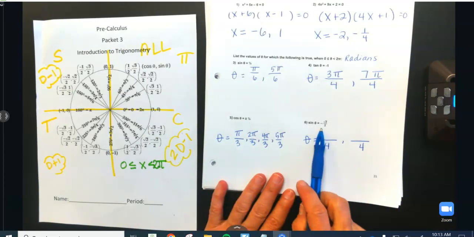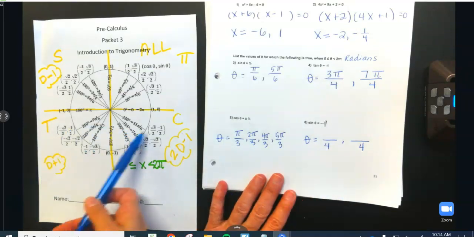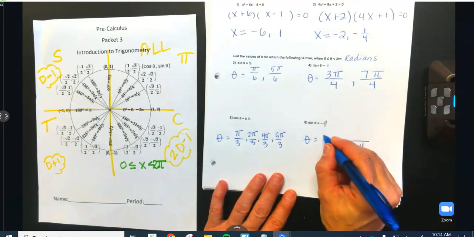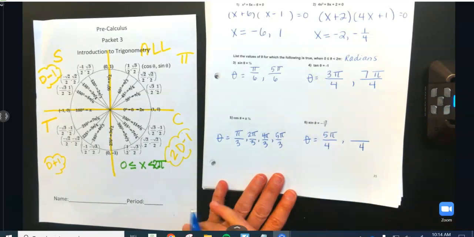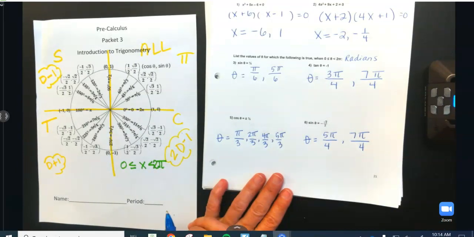So remember, where is sine negative? Sine is negative where it's below the origin. So it's going to be quadrants 2 and 3. I'm sorry, quadrant 3 and quadrant 4. So it is going to be 5 pi over 4 and 7 pi over 4. That's what we're doing, guys. Any questions on this?